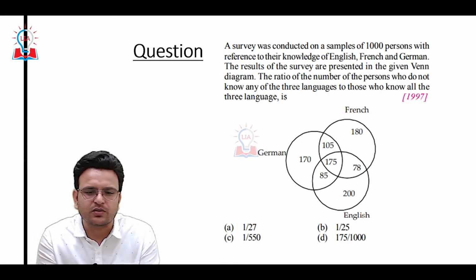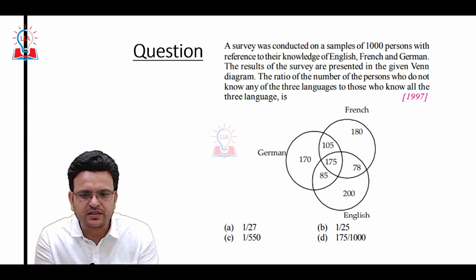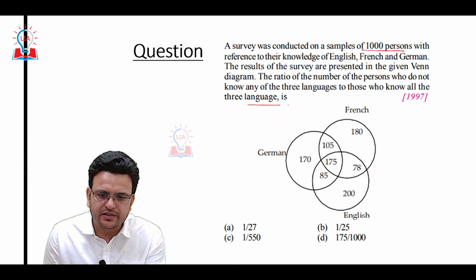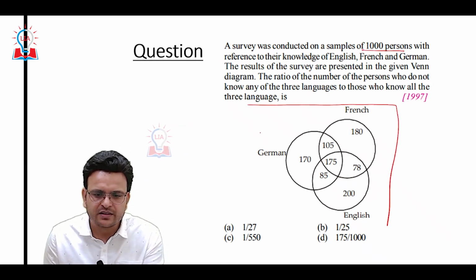Let's see one more question. A survey was conducted on a sample of 1000 persons. So the total persons are 1000.